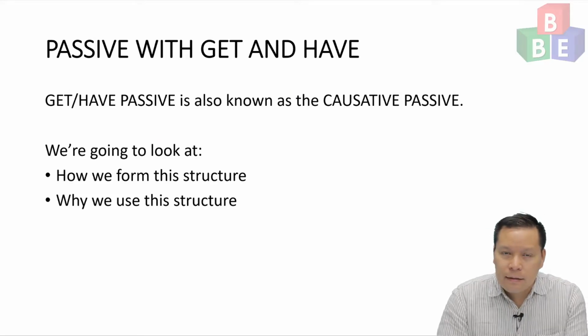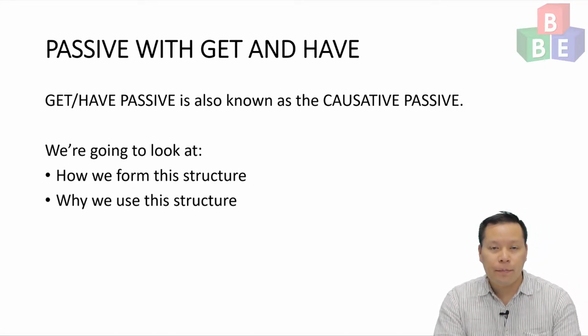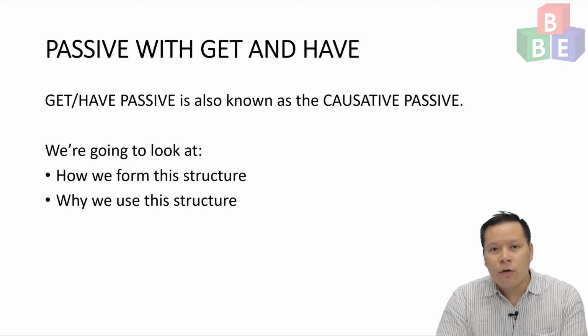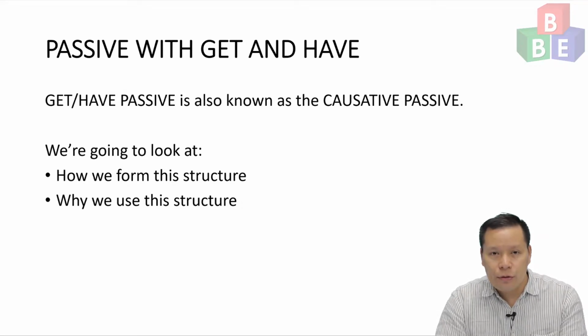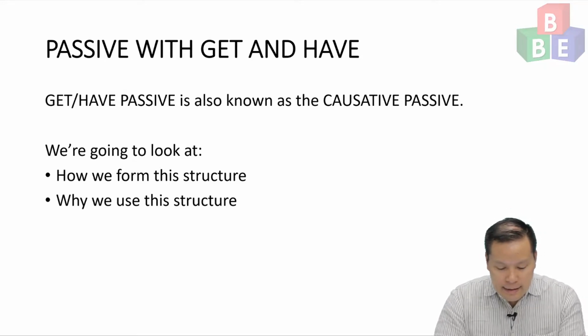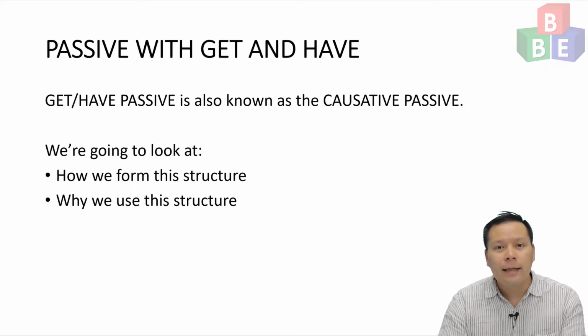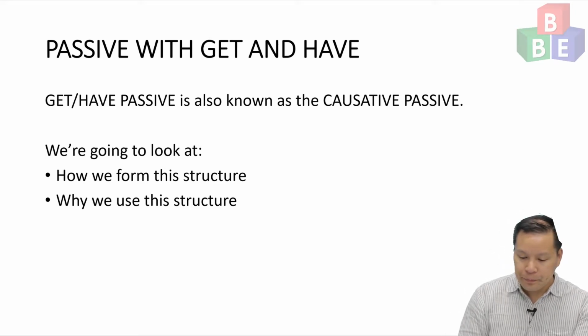In today's lesson, we are going to talk about the get-have passive. It is also known as the causative passive, and it is a type of passive that we do use to focus on the action as well. In today's lesson, we're going to look at how we form the structure and why we use the structure. Let's begin with the form.